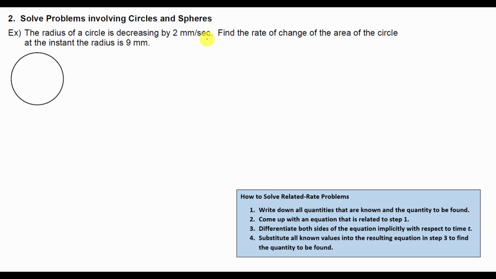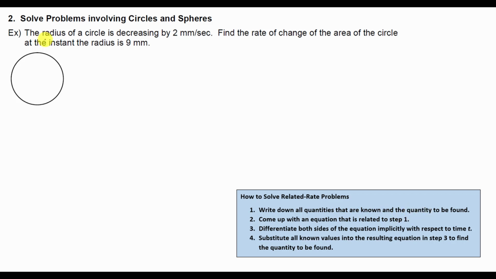So let's see if we can relate this to a problem. So what's step 1? I will do the first couple of problems with these directions on them, and then we will do the rest without the directions to see if we can do it without directions. Okay, so write down all quantities that are known and the quantity to be found.